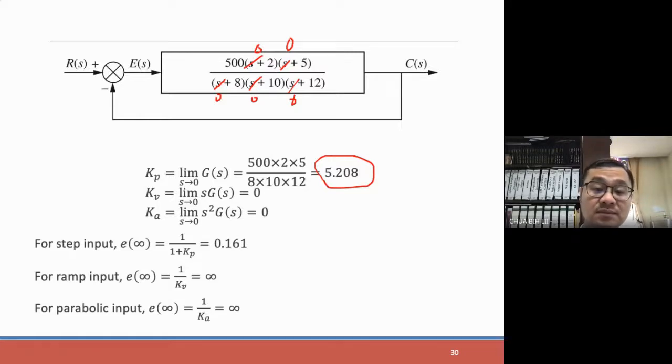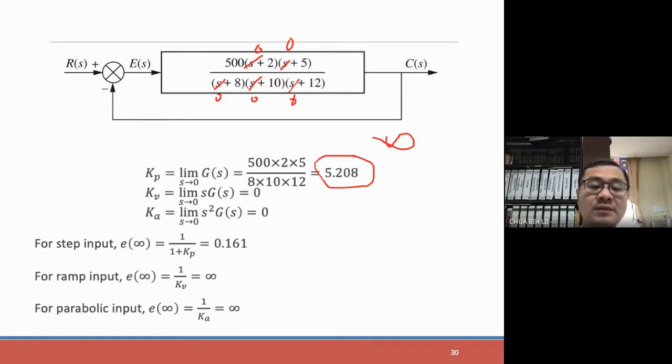So meaning to say, from this value itself, since we do not get something like infinite or very high, there is a finite error. So the finite error would be 0.162 if we would like to compute it correctly. So it's 1 over 1 plus Kp, which is 0.161.